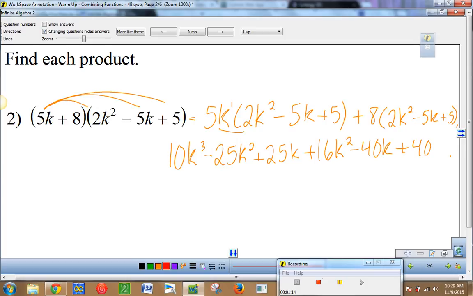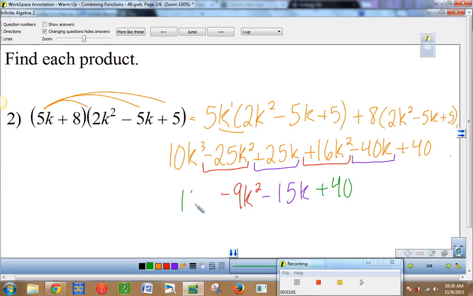What do you start with? 16k squared and this guy and this guy can definitely be combined together. What do they give you? Negative 9k squared, okay. Negative 40k with the 25k, which is what? Thank you for catching it and putting it as a negative 15. I like that. What else you got? Plus 40 hangs out on the end. And yeah, we put this guy at the beginning.